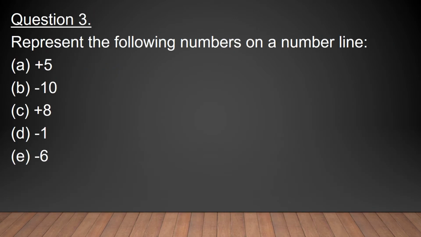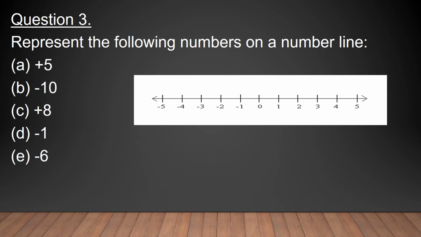Question number 3. Represent the following numbers on a number line. We have given certain numbers. We have to represent them on a number line. For that, first we will make a number line. Mark a point 0 on the number line. Then mark point 1, 2, 3, 4 and so on the right side of 0 and minus 1, minus 2, minus 3 and so on the left side of 0 at unit distance.